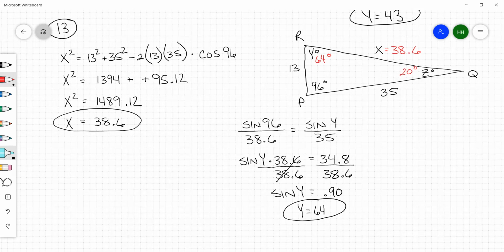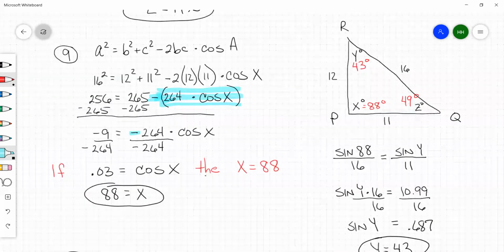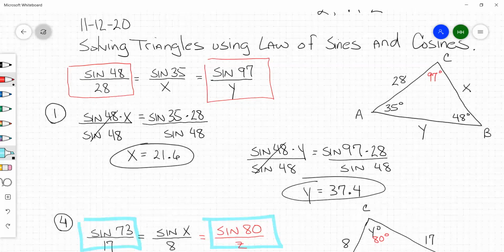All right, and that's 4 different types of problems using law of cosines and law of sines. I think I did 4 problems, didn't I? 13, 9, 4, and 1.